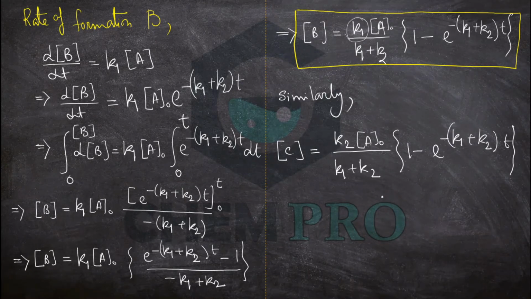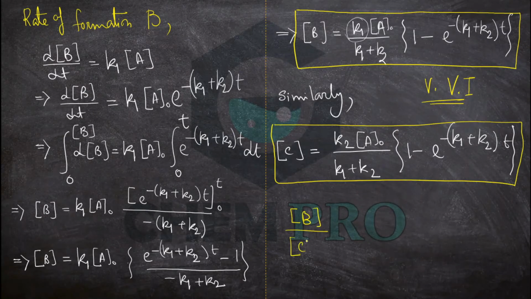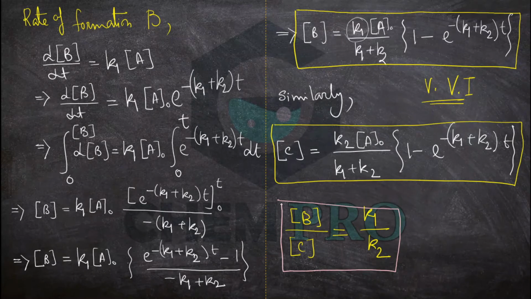Okay, so this is the formula for the concentration of c. So these two formulae are very important. Now if we take the concentration of b by the concentration of c, from this we can get k1 by k2, because all the terms including a0 and k1 plus k2 will be cancelled out, and we get this formula: concentration of b by concentration of c equals k1 by k2.